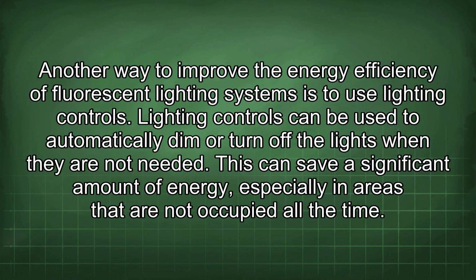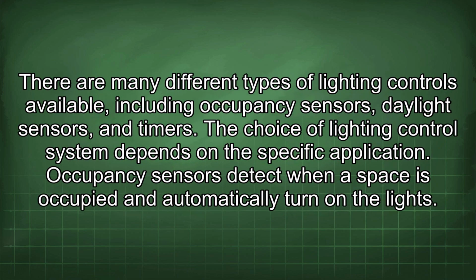Another way to improve the energy efficiency of fluorescent lighting systems is to use lighting controls. Lighting controls can be used to automatically dim or turn off the lights when they are not needed. This can save a significant amount of energy, especially in areas that are not occupied all the time. There are many different types of lighting controls available, including occupancy sensors, daylight sensors, and timers. The choice of lighting control system depends on the specific application.